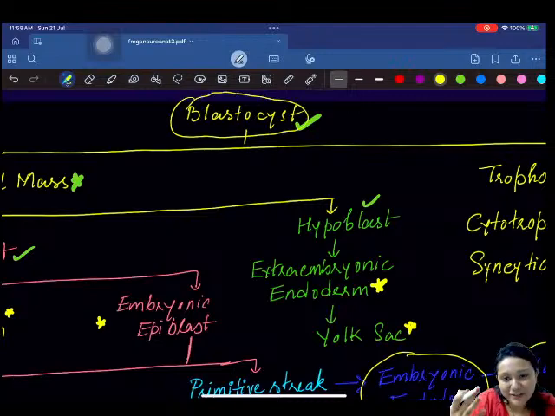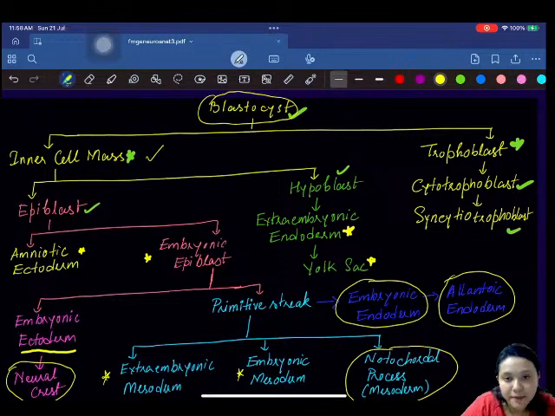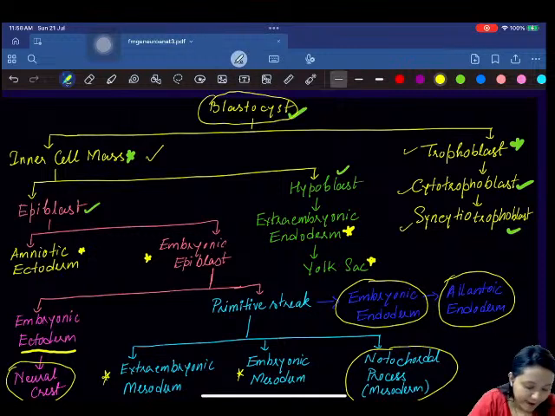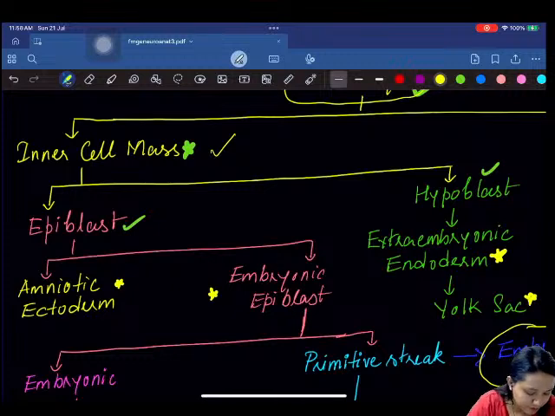Okay, then you have the blastocyst cavity, you have an inner cell mass and an outer cell mass. The outer cell mass is known as the trophoblast, which is giving rise to your cytotrophoblast and syncytiotrophoblast. The inner cell mass in the second week is seen as a two-layer bilaminar germ disc. So you will have the outer epiblast and below you have the hypoblast.